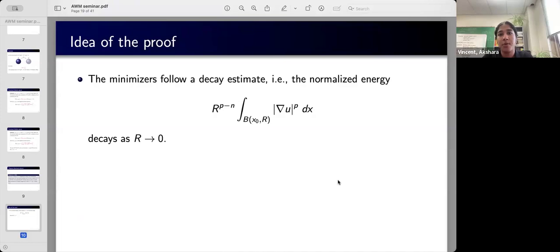So I'd like to discuss the proof in the local case, which is easier to see what's going on. The key step involved in proving the result is the observation that the minimizers follow a decay estimate. That means this normalized energy decays as R goes to zero.